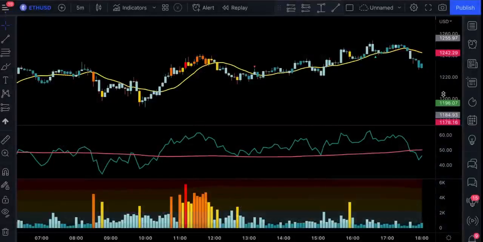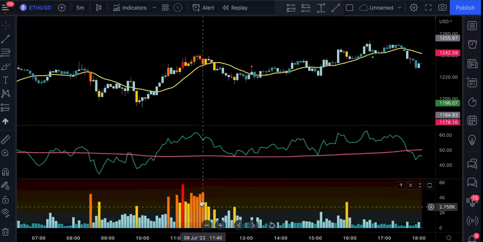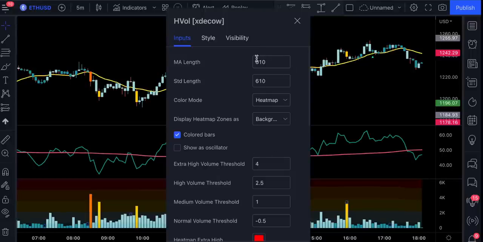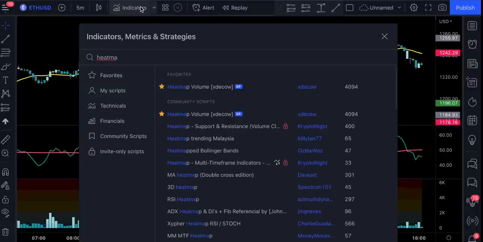Okay, so after hours and hours of hard work, I finally found something really good. What I basically did, I got rid of that Ichimoku cloud and I added this heat map volume to the chart. This indicator is on default settings, and let me show you how you can find it. You basically type heat map volume and it's going to be this indicator by XDE Cow.